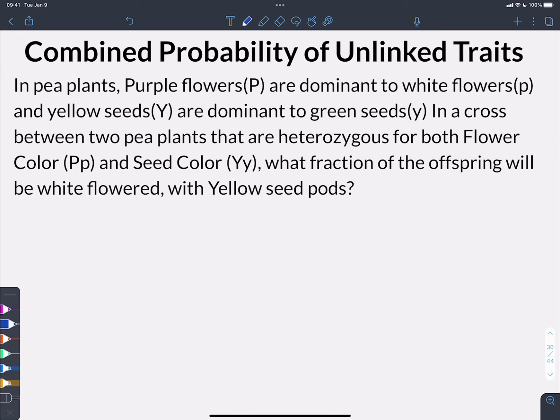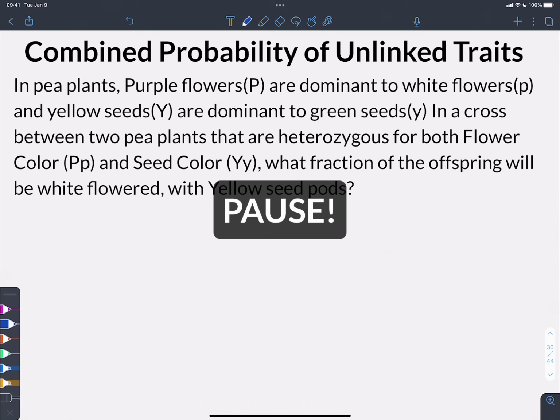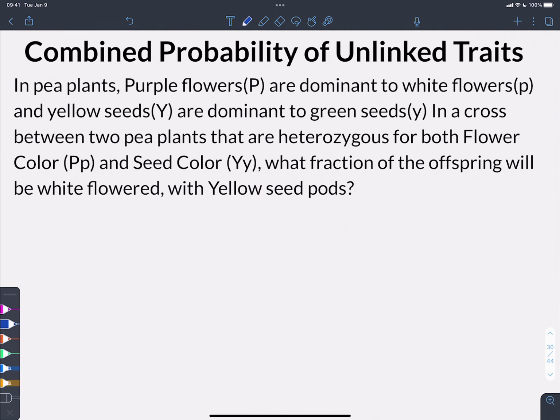In pea plants, purple flowers are dominant to white flowers, and yellow seeds are dominant to green seeds. In a cross between two pea plants that are heterozygous for both flower color and seed color, what fraction of the offspring will be white flowered with yellow seed pods? Pause the video and see if you can answer this on your own before we work through it together. All right, well, let's take a look and see what we're doing.